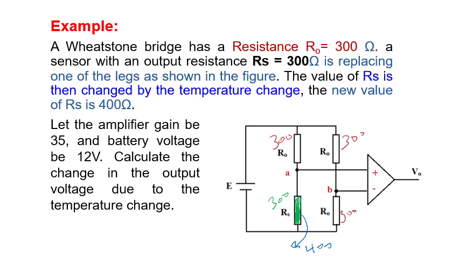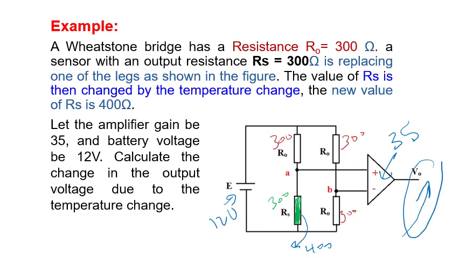He gave other elements as well. He said the gain of the amplifier is 35 and the voltage of the battery is equal to 12 volt. Calculate the change in the output voltage. Look, he doesn't want the output voltage. He wants the change in the output voltage when the temperature increases, or when the resistance increases from 300 to 400. Let us see in the next slide.